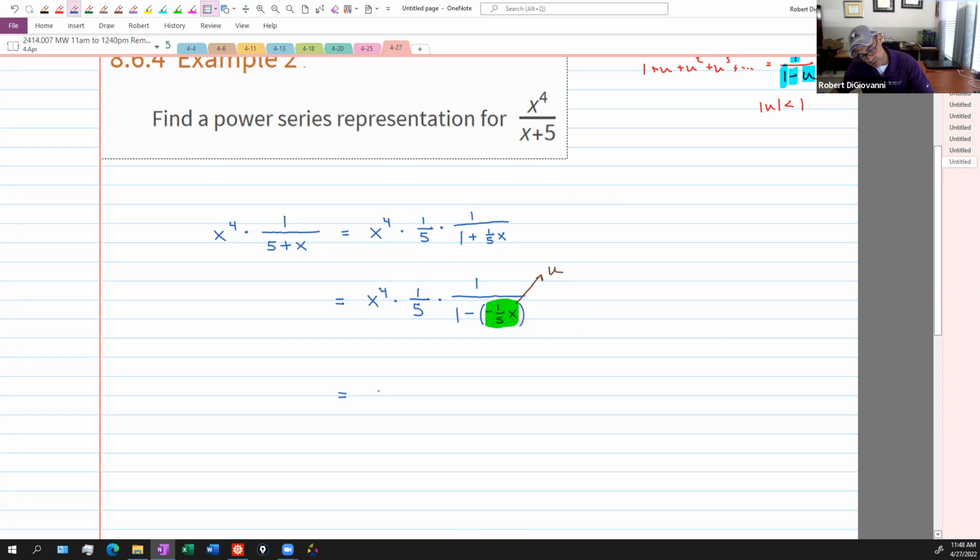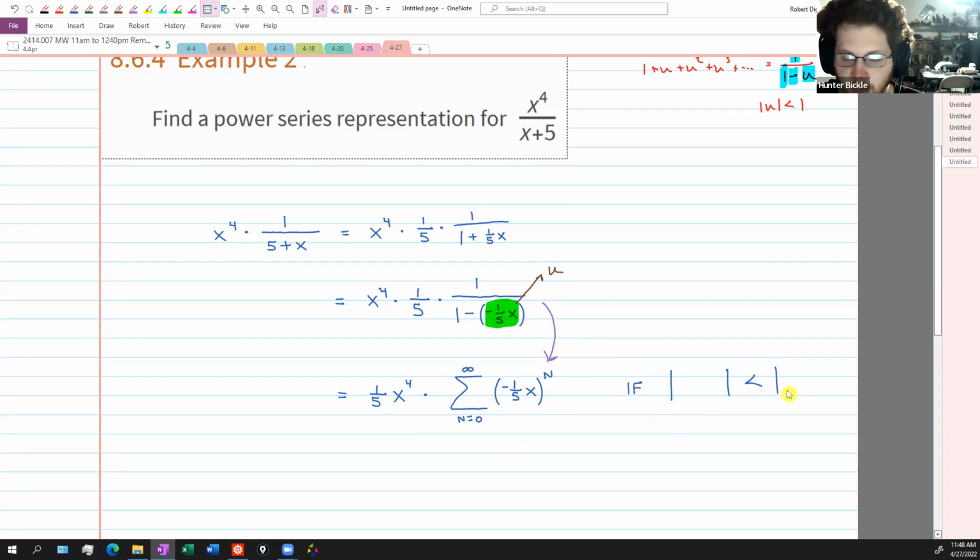So this is equal to 1/5 times x to the 4th. We normally would write the 1/5 in front. Times, now this turns into a sum, n equals 0 to infinity, of negative 1/5 x to the n power, if the absolute value of what is less than 1? I can go from here to here as long as the absolute value of negative 1/5 x is less than 1.